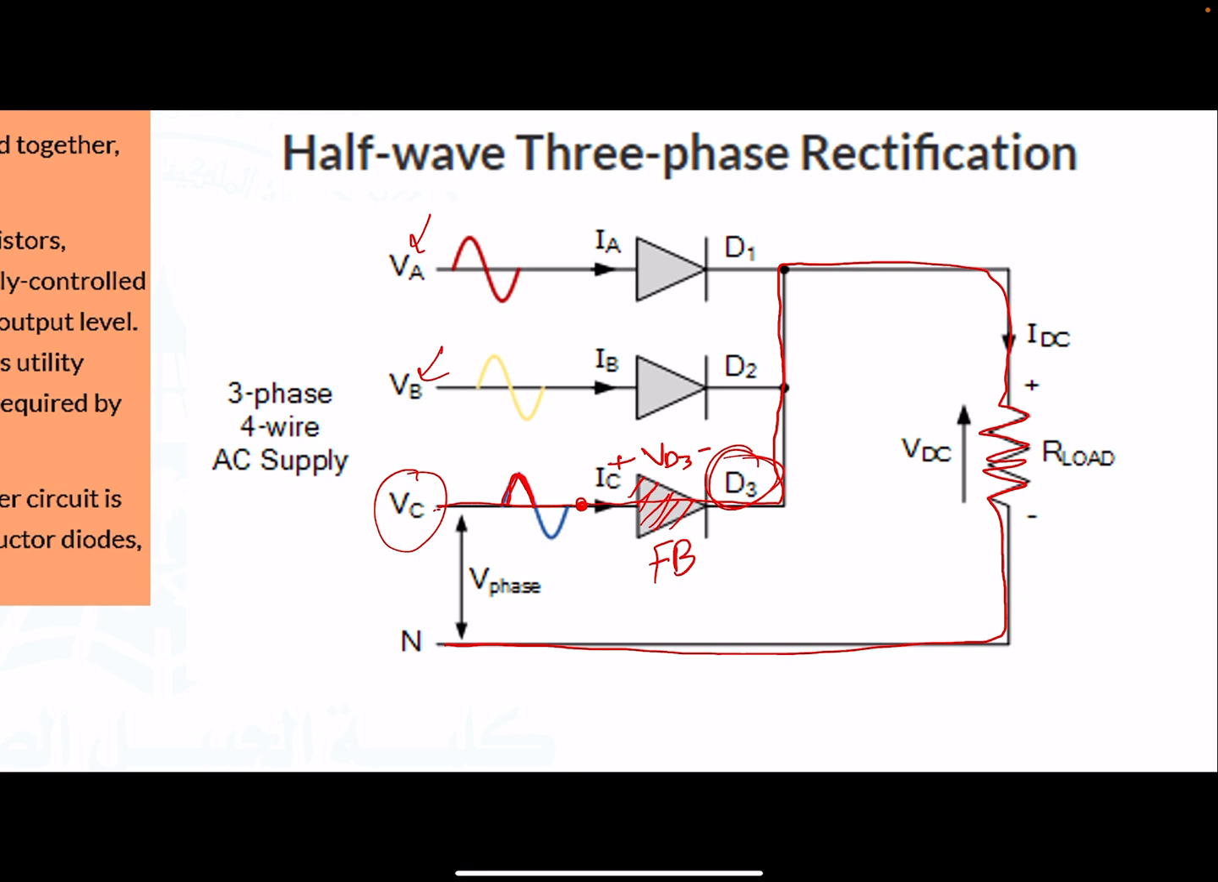I'm saying neutral because I need to emphasize that the three-phase half-wave rectifier has a neutral line. Of course, it cannot go through D2 and D1 because D1 and D2 will be reverse biased and they will act as an open circuit, so current cannot move through D1 and D2.